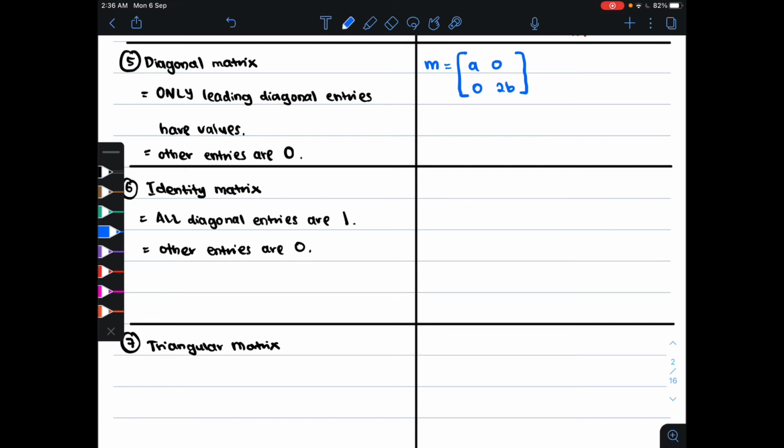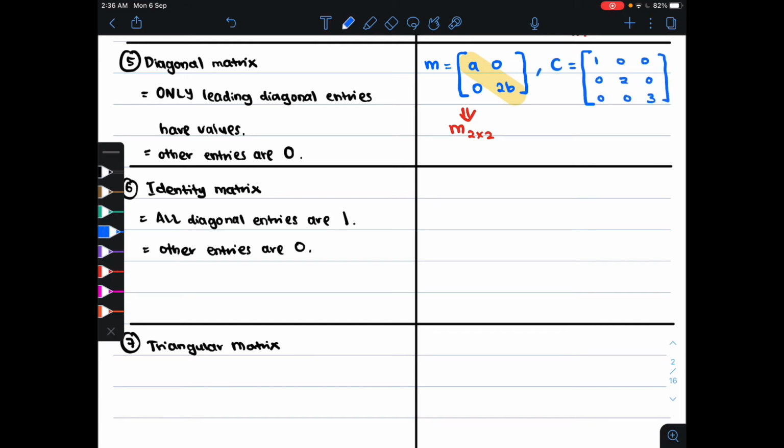For example, we can have matrix M equal to A, 0, 0, 2B. So you can see that only the leading diagonal have values. Kat tengah-tengah ni sahaja yang ada value, tetapi yang lain-lain semuanya kosong. And this matrix M is a 2 by 2 matrix.